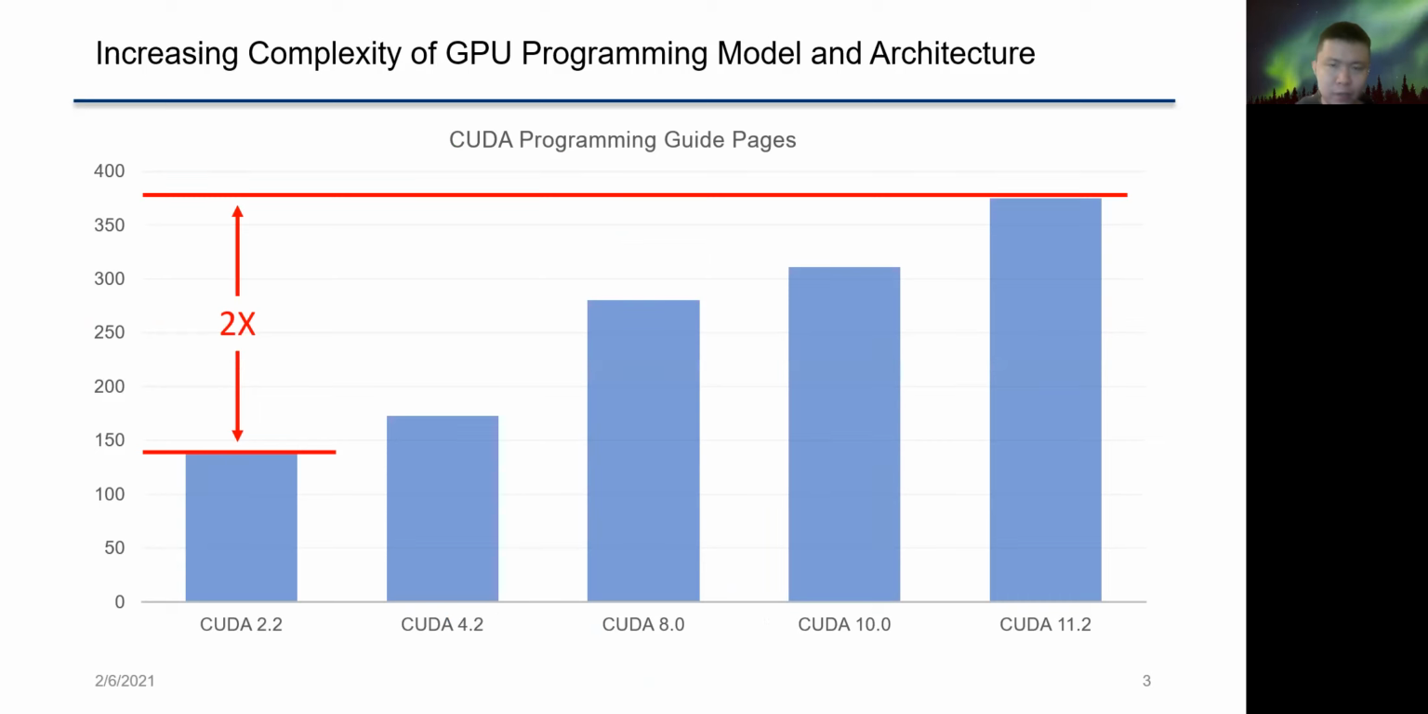The lack of efficient GPU tools is a big problem, and this problem is exacerbated by the increasing complexity of GPU programming models and architectures. We can measure the complexity of programming models by using the number of pages in CUDA programming guides. In a very early version of CUDA, like CUDA 2.2, there were only 140 pages. However, the most recent CUDA 11.2 has grown to about 400 pages. So we can see the complexity has grown by 2x.